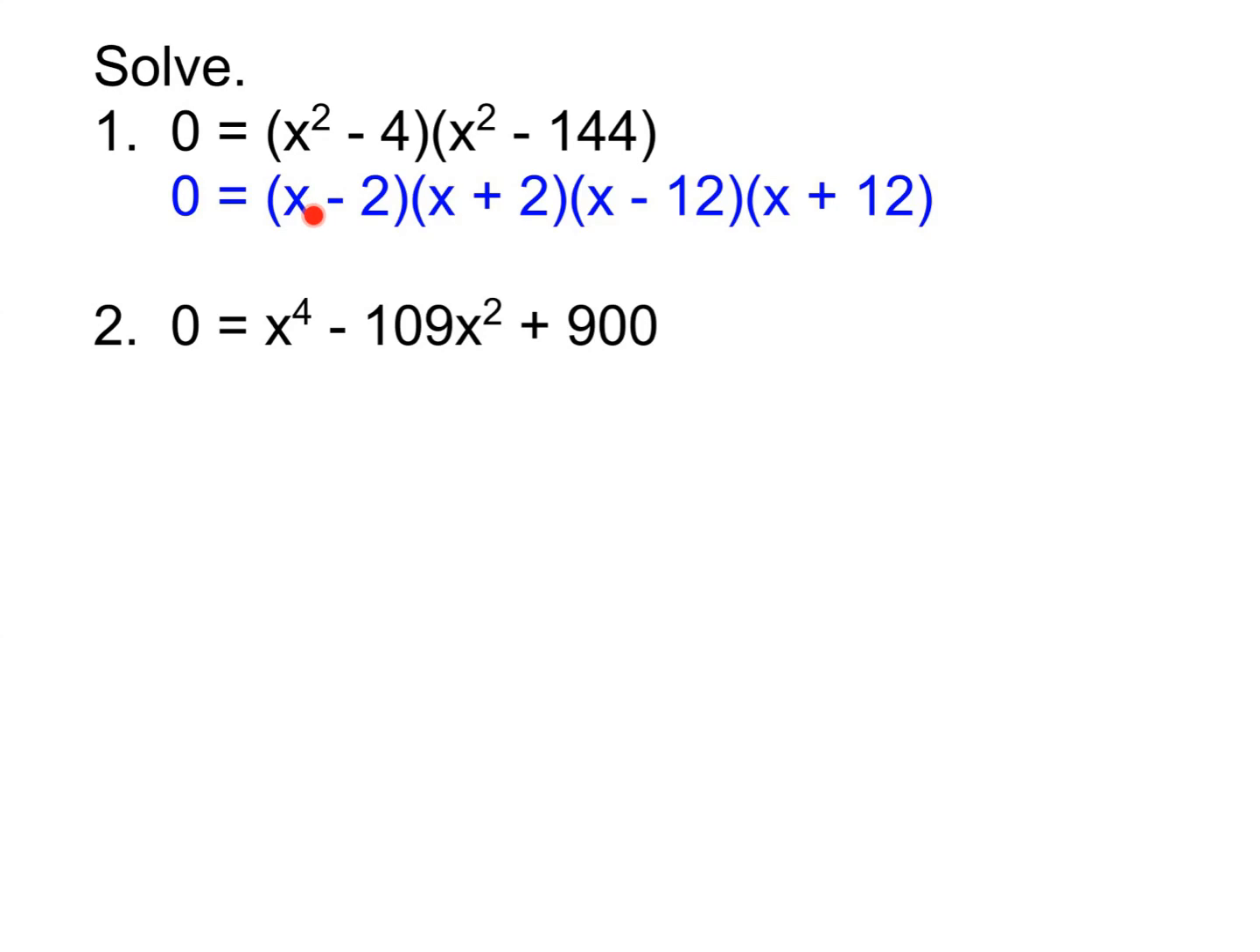So we're saying, what minus 2 equals 0? That gives us positive 2. Then what plus 2 equals 0? Gives us negative 2. And the same thing to get 12 and to get negative 12.